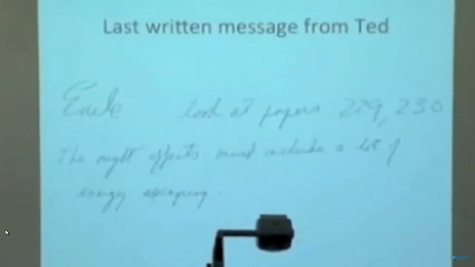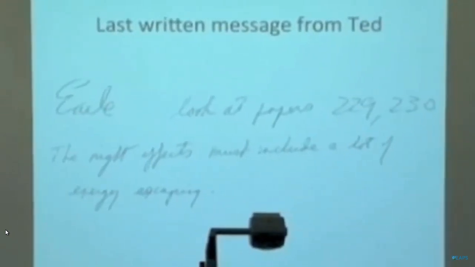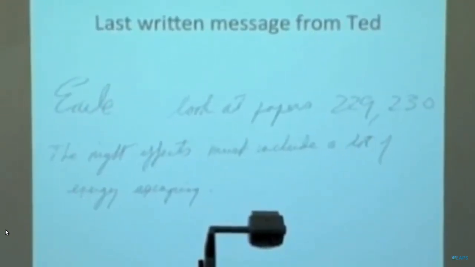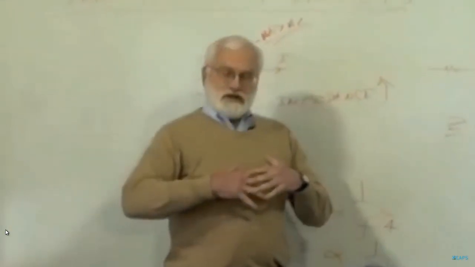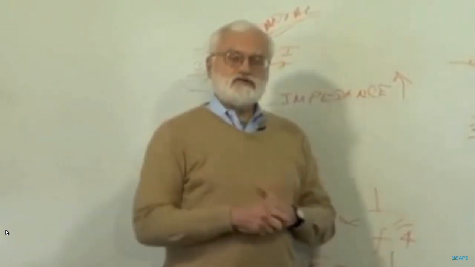This is the last note on science that I ever received from Ted, and I remember it was given to me on a piece of paper in this room sometime in the 1990s. As usual, very terse, but full of information. And basically, the night effects must include a lot of energy escaping, which was to say that with the Madden and Thompson model, with a nighttime ionosphere, John Claerbout mentioned the difference between daytime and night-side ionospheres, electromagnetic energy escaped the waveguide and went into space.